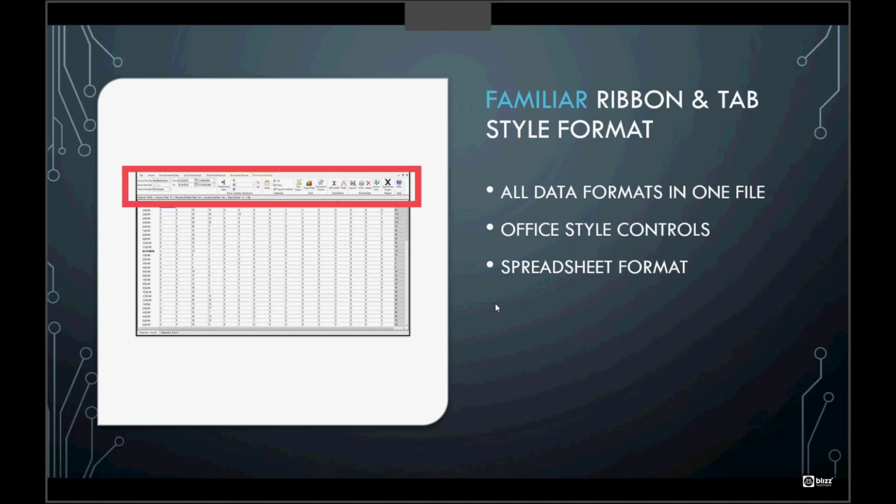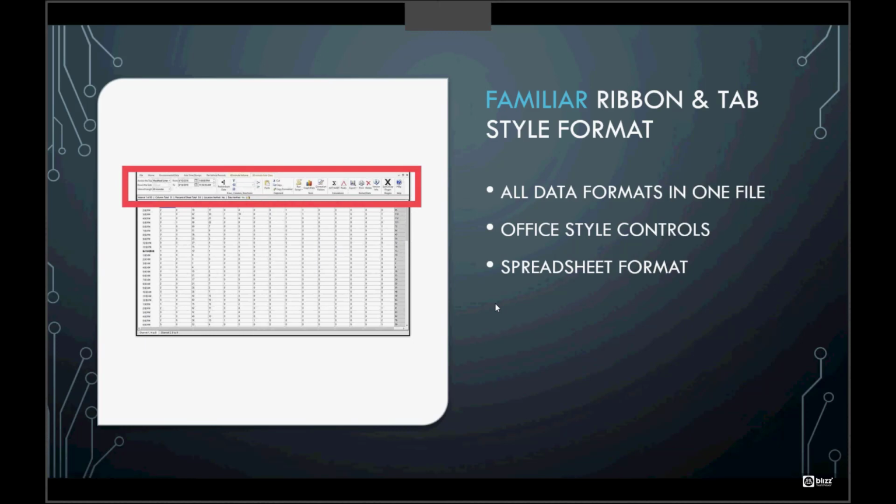The other thing is the familiar ribbon style format, which you probably saw in some of those videos I was showing you when I mentioned earlier that we want it to be new, but we also want it to be familiar. Part of that is not necessarily what you're familiar with as far as JAMAR, but what you're familiar with in your everyday life, and that's office style controls. As you saw when we were playing some of those videos, we've got tab features, we've got spreadsheet format, and all of our data files are going to be in one file now, which sounds like I'm quickly passing over, but I'm hoping that a lot of you are hearing this and saying, wow, this is a big deal.